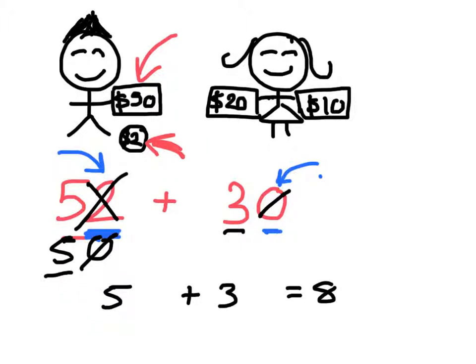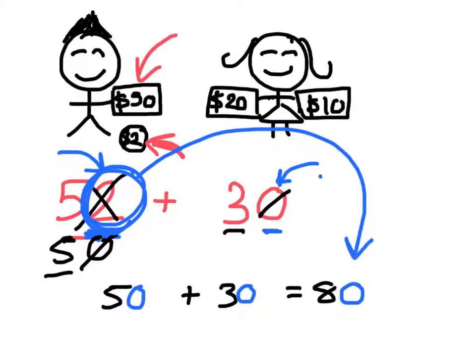And now all we have to do is put those zeros back on. A 0 over there, a 0 over there, and a 0 after there. But now we need to remember that 2. We can't forget about that 2. All we have to do is pop that 2 into the answer in a place value house.